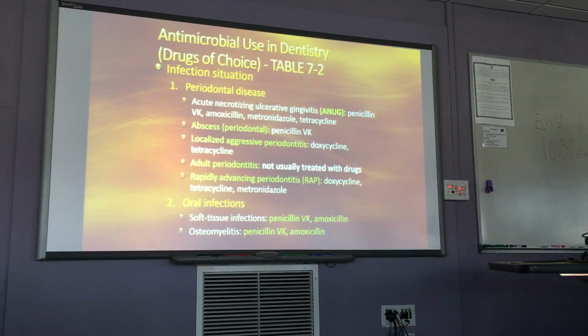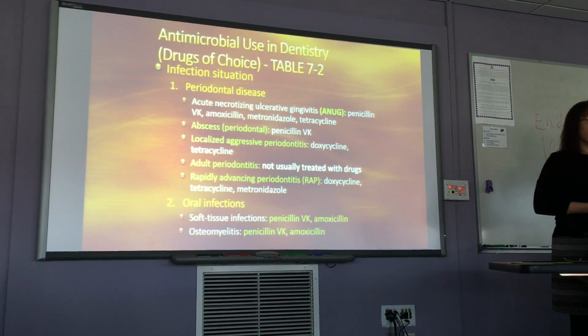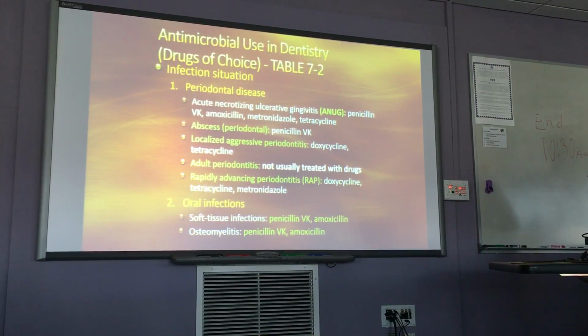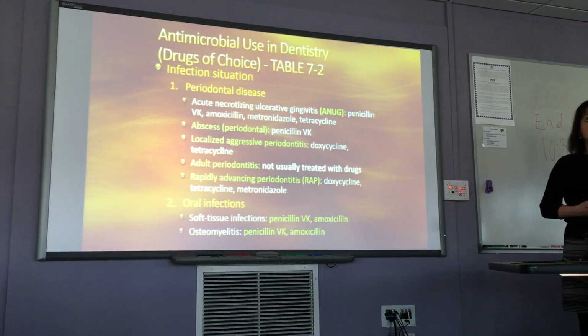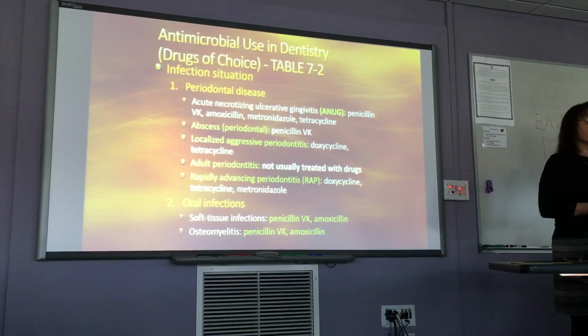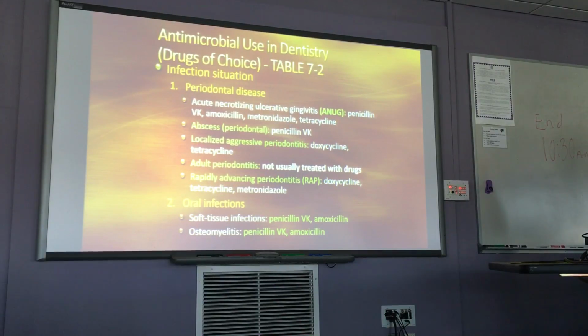So periodontal disease, you've heard of ANUG, acute necrotizing ulcerative gingivitis, yes? Okay, or NUG, sometimes called. They sometimes will use penicillin VK, amoxicillin, metronidazole, or tetracycline. You don't have to memorize that whole list. We're going to go through these, okay? But those are the types of drugs that might be used.